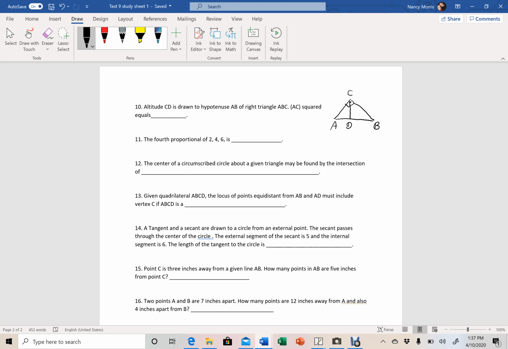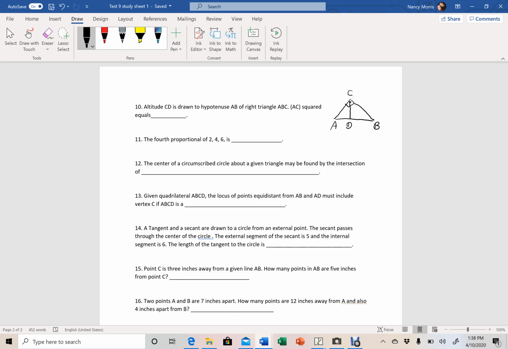Okay, number 11. The fourth proportional of 2, 4, 6 is what? The fourth proportional of 2, 4, 6 is what? Okay, so you'll need to find the fourth proportional. Hopefully we already know how to do that. So that is number 11.